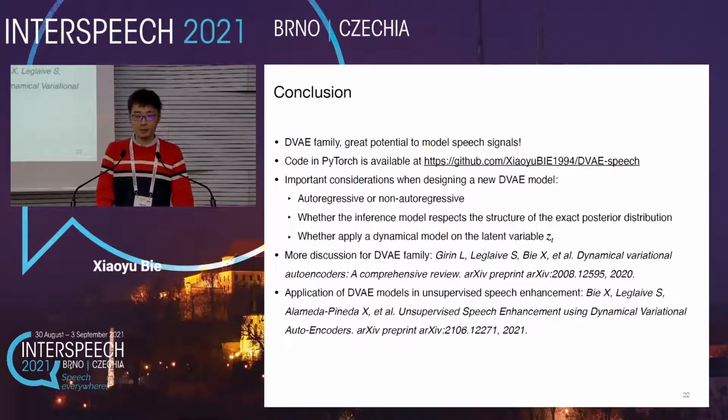So in this paper, we mainly discuss the experimental performance, but we have another review paper that will discuss more about the equations and the model structures, and you could find it on arXiv. And also, we applied DVAE models to unsupervised speech enhancement. You can also find it on arXiv, which is called unsupervised speech enhancement using Dynamical Variational Autoencoders.